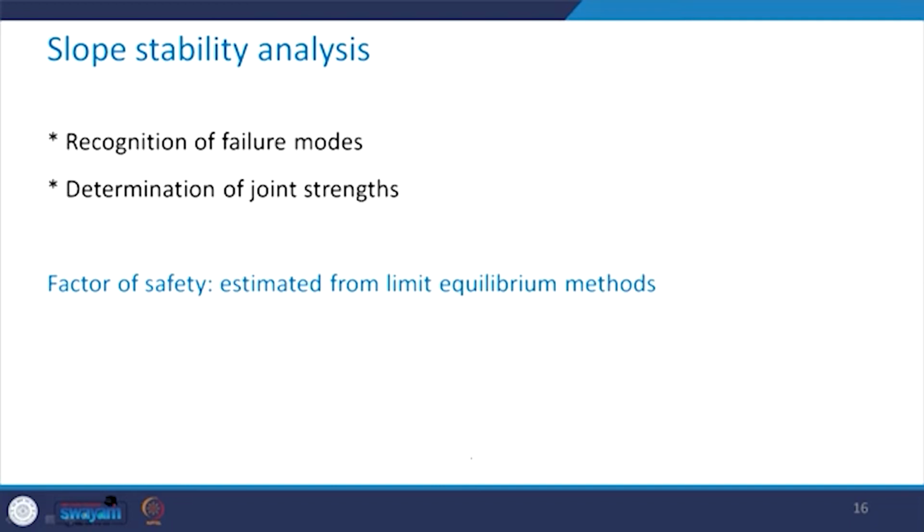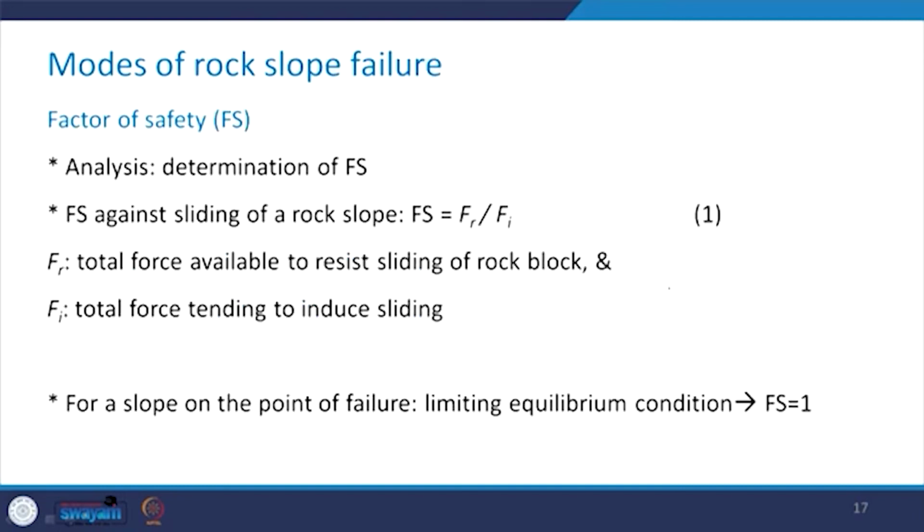Then in this analysis of rock slope stability, the factor of safety is estimated from the limit equilibrium approaches, where we try to find out the factor of safety against the sliding of a rock slope, and it is defined as this expression 1, that is Fr upon Fi, where Fr is the total force available to resist the sliding of the rock block, and Fi is the total force which tends to induce the sliding of the rock block.